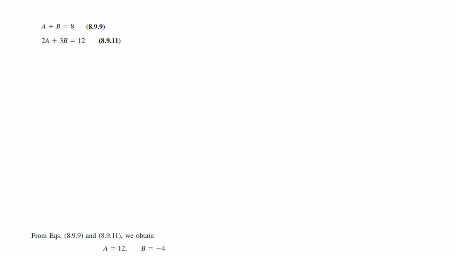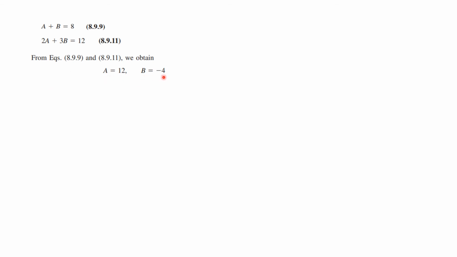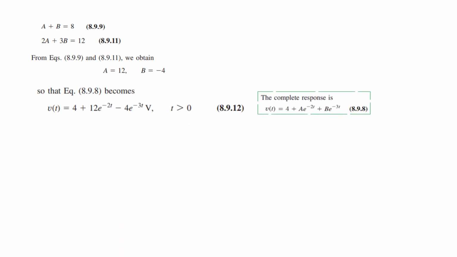And from here, we can find A to be 12 and B to be minus 4. So I hope you can solve this. And now we put these values into the complete solution. So the complete solution, this one, this was the solution that we had got. So we'll plug in A is 12, and for B we'll plug in minus 4. So this is the final equation for voltage.